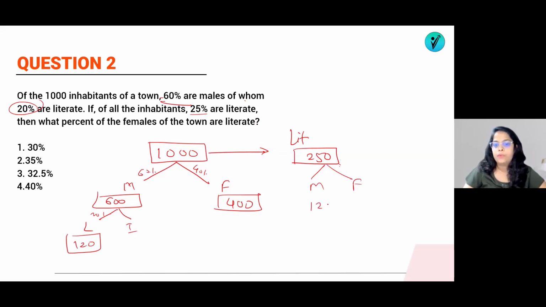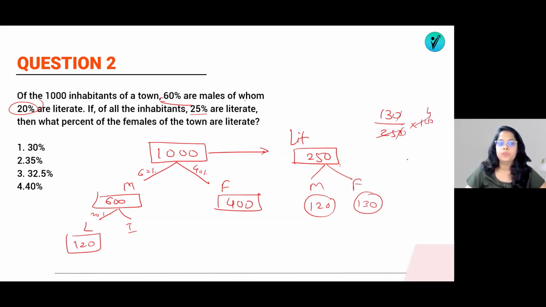If male are 120, then female must be 130 because the total is 250. So what are they saying? What percent of female of the town are literate? So what percent will be there? 130 divided by 250 into 100. The zeros cancel.